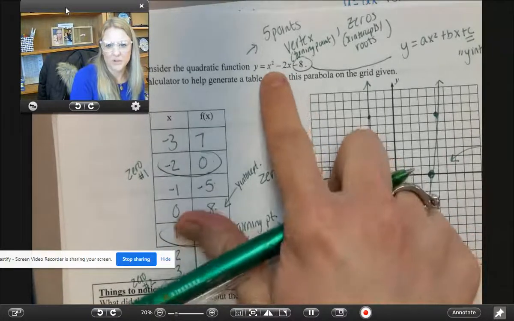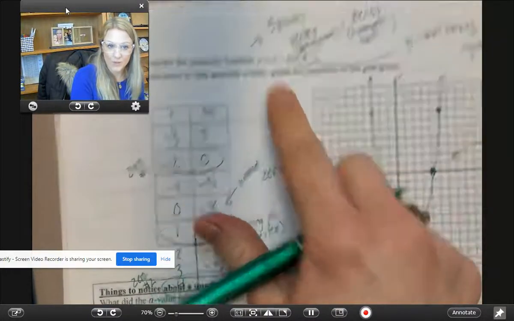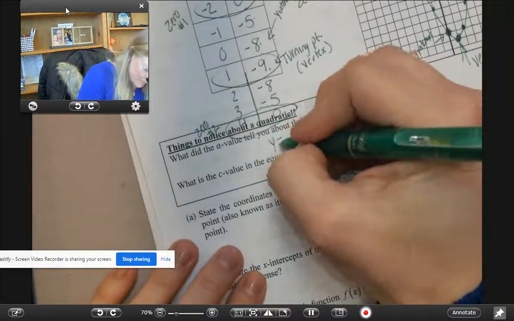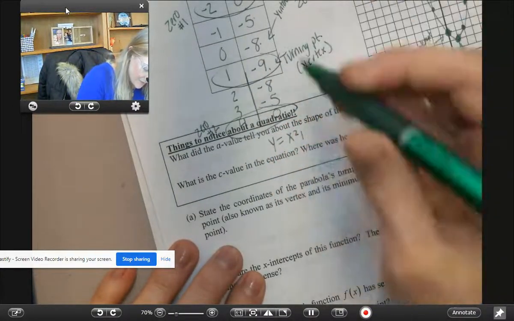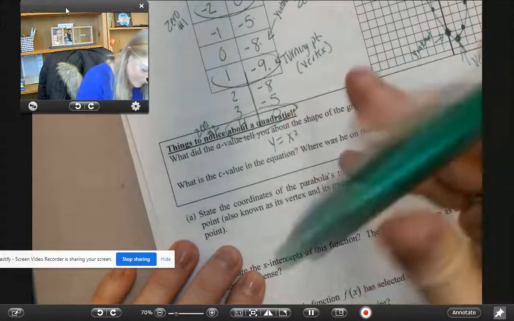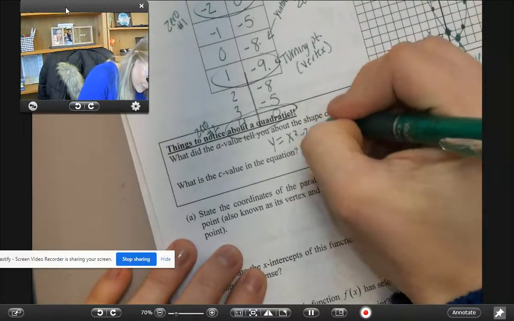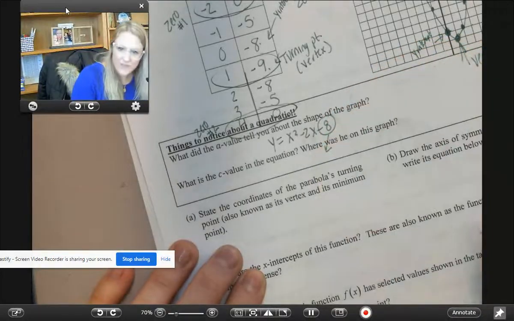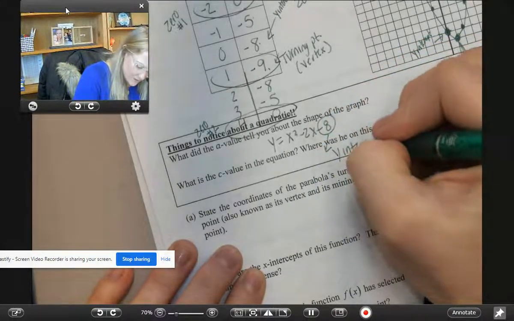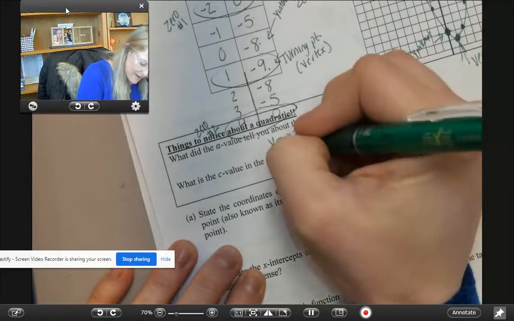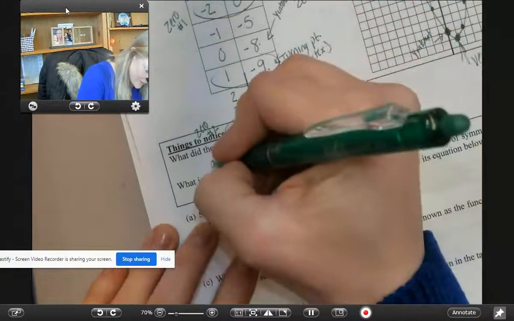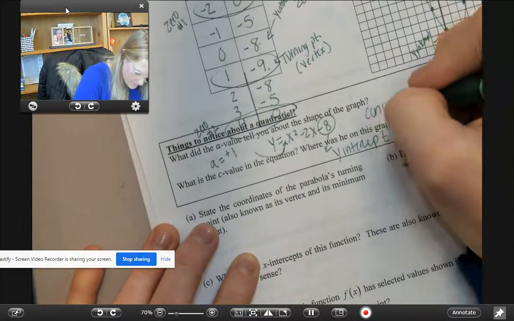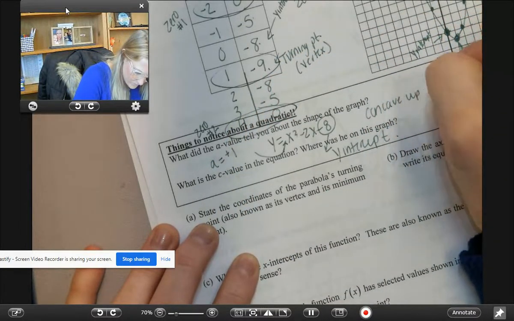So let's go back up to our equation. Do you remember how it was a positive 1x squared? That meant that the shape of the graph was going to be smiling, right? Concave up. Minus 2x minus 8. Okay. So the c value is your y-intercept. And the a value is positive, so it's concave up.